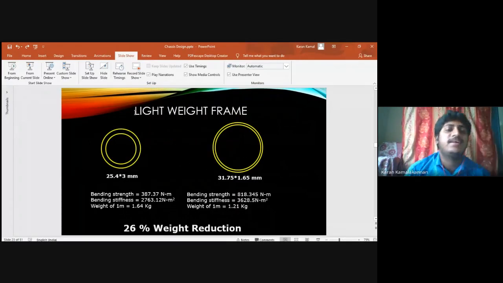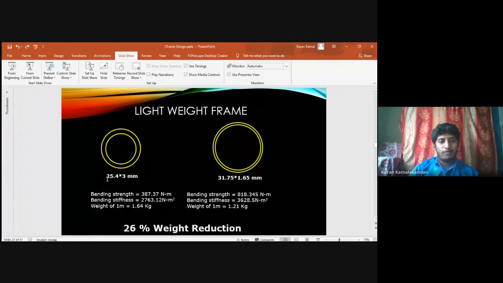Okay, you can see here how to design a lightweight frame. We consider a section, 1 inch dia and 3 mm thickness tube, and another, I think this is 1.5, 31.5 mm and 1.65 mm cross thickness. So you can see the difference: lesser diameter with greater thickness here, and lesser thickness there with more diameter. If we compare the bending strength and bending stiffness, even though we reduce the thickness, naturally the bending strength and stiffness is more. And also weight we will be reducing.